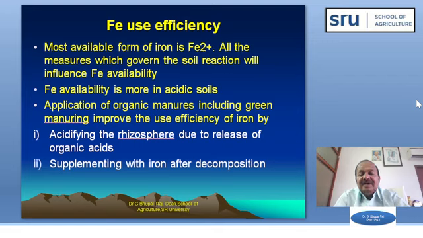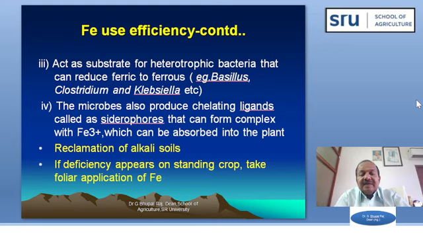The most available form of iron is the ferric form. All the measures which govern soil reaction will influence iron availability. Iron availability is more in acidic soils. Application of organic manures, including green manure crops, improves the use efficiency of iron, due to acidifying the rhizosphere through the release of organic acids, and supplementing iron after decomposition. It also acts as a substrate for heterotrophic bacteria that can reduce ferric to ferrous.